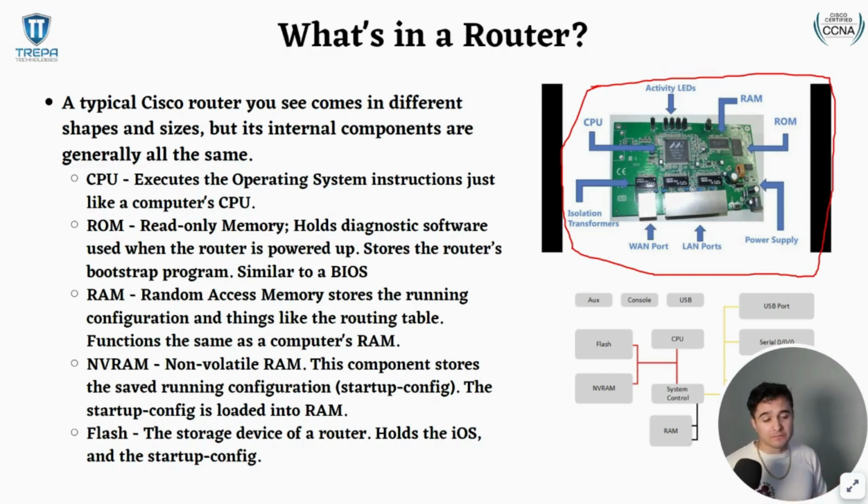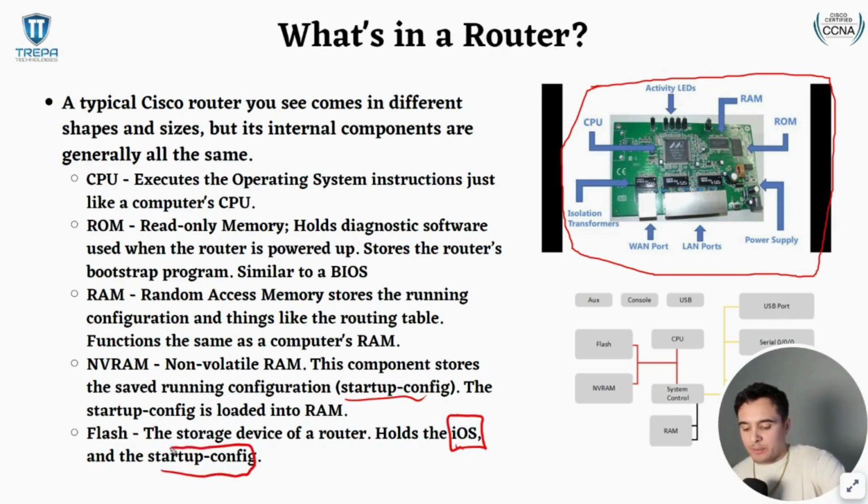It's volatile, right? Then we have NVRAM, non-volatile RAM. This component is going to store the saved running configuration, otherwise known as the startup config, which gets loaded into the running config if there is a saved configuration. This is the boot process that we'll go over in our next slide. And then we have the flash. So this is the storage of a router. This is going to be the hard drive of that router or switch. It's going to hold our operating system, and it's going to store the startup config where the NVRAM is, right?